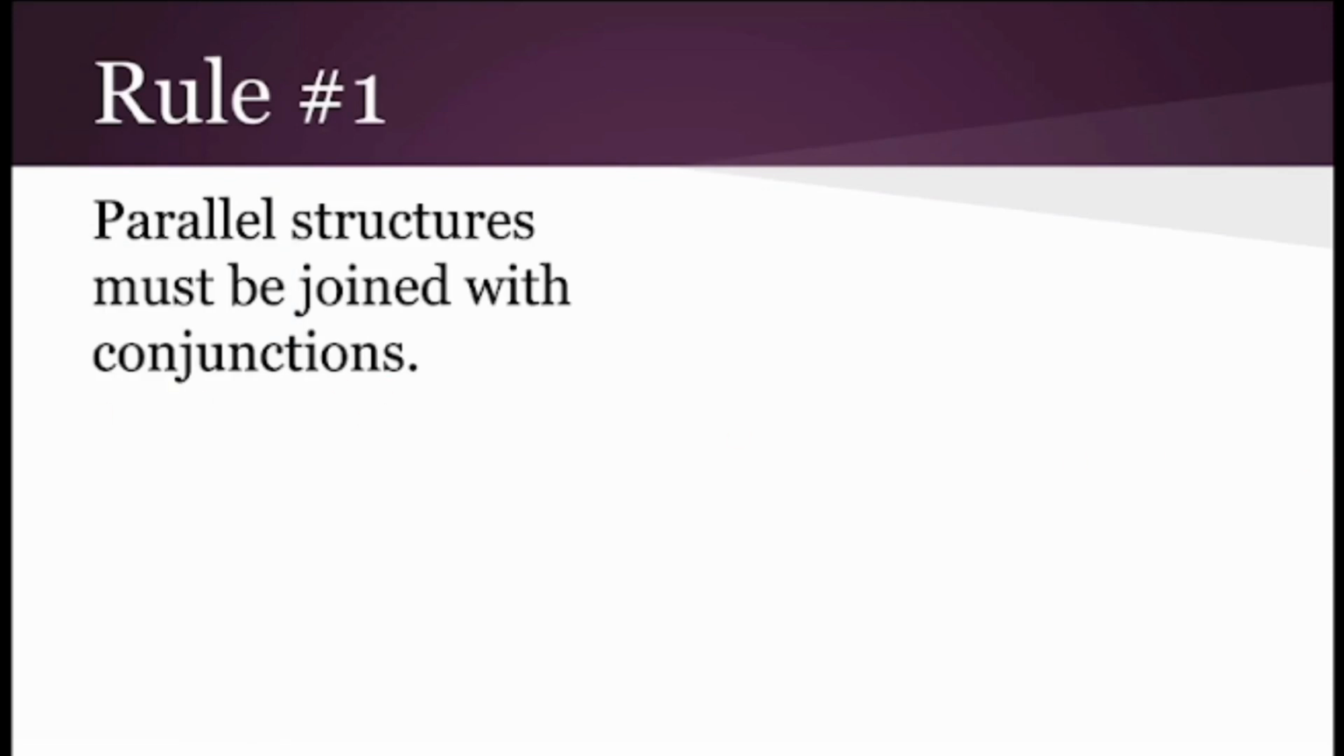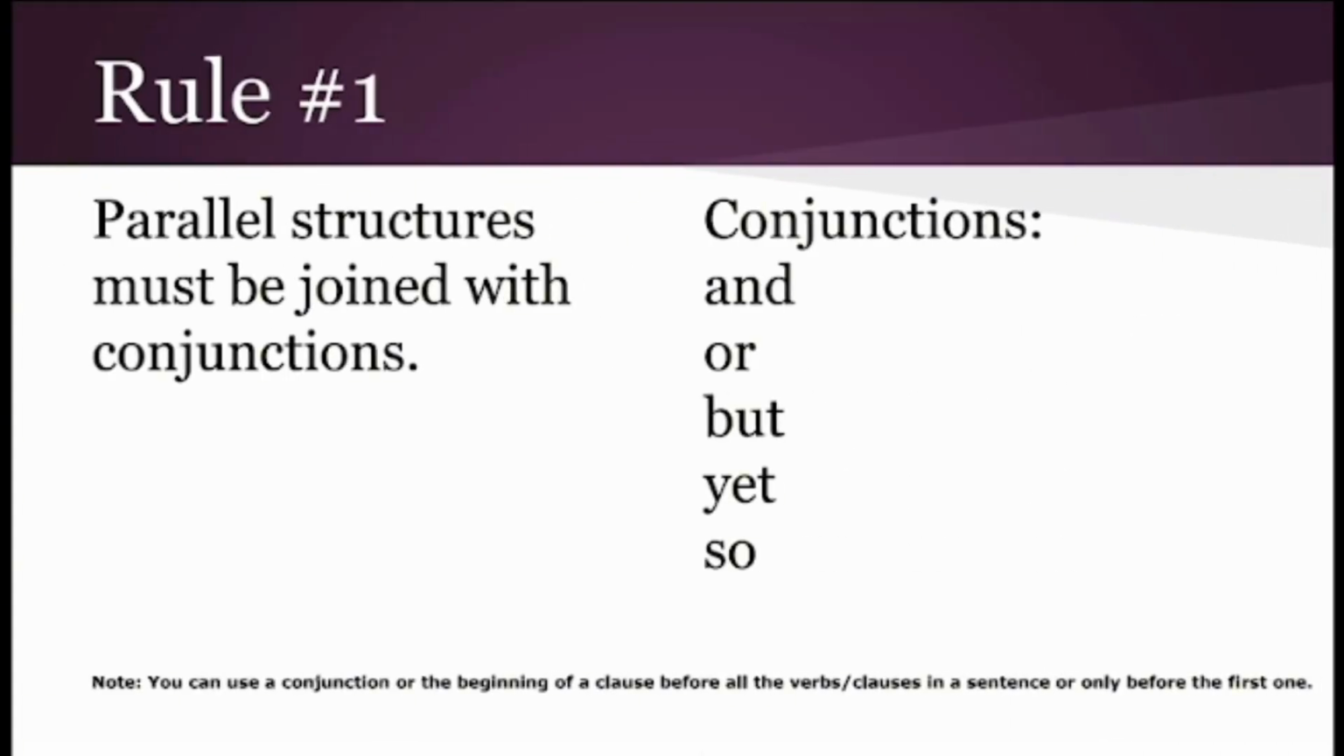Okay, parallel structure must be joined with conjunction. Conjunction ki amra jani? And, or, but, yet. So these are what? Conjunction. So we must join this conjunction with a parallel structured sentence.